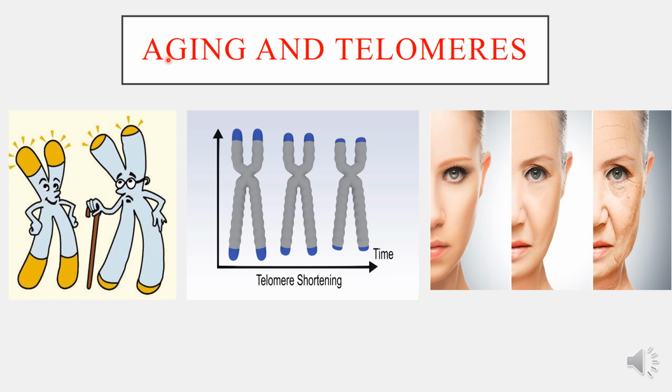Now let us look at the aging and telomeres. So what connection does aging have with telomeres? You can see here two chromosomes. This is a younger chromosome and the telomeric regions are much longer, and the second chromosome is an older chromosome with short telomeric length. So it means that with successive cell divisions, with time, the telomeres undergo shortening, and this reflects in the aging process of a human being. So this is the aging process of a human being, which is correlated with telomere shortening.